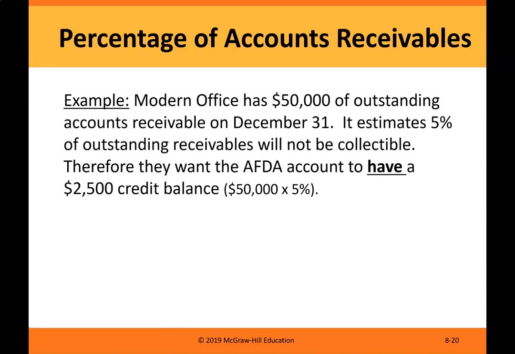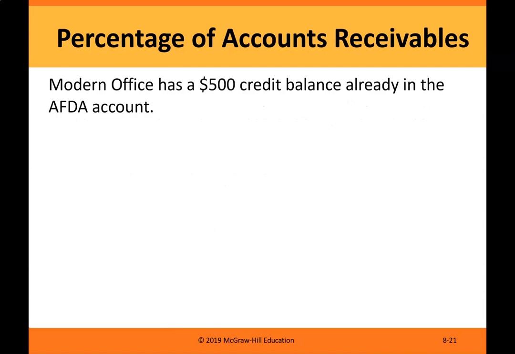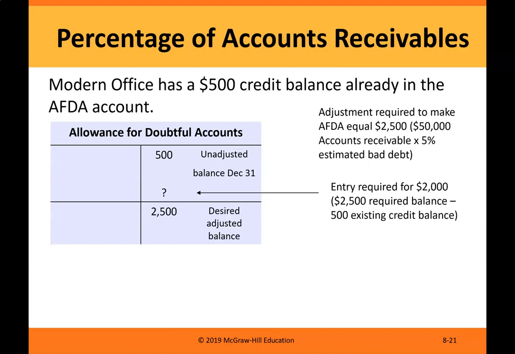Percentage of accounts receivable example: Modern Office has $50,000 of outstanding accounts receivable on December 31st. It estimates 5% of outstanding receivables will not be collectible. Therefore, they want the allowance for doubtful accounts to have a $2,500 credit balance, $50,000 times 5%. Before they can do the entry, they need to know the unadjusted balance in the allowance for doubtful accounts. Modern Office has a $500 credit balance already in the allowance for doubtful accounts.